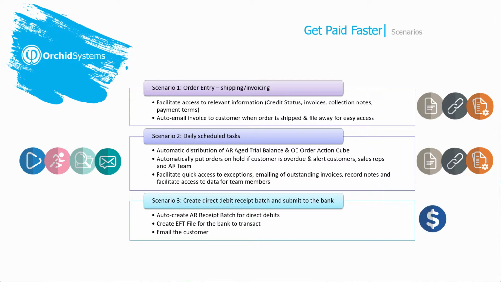So we're going to use an EFT process, create AR receipt batch, which we will run for all our invoices that we are able to direct debit against our customers. Then we're going to post that batch and run create EFT file to send that file to the bank to transact the direct debits, and then email the customer the remittance advices.